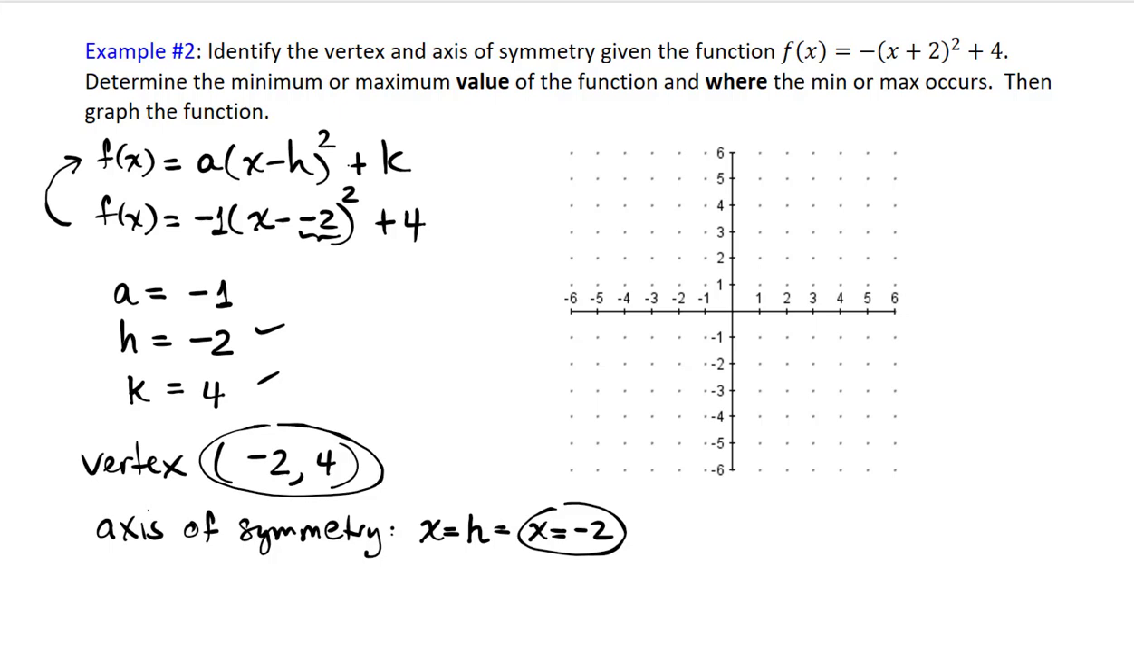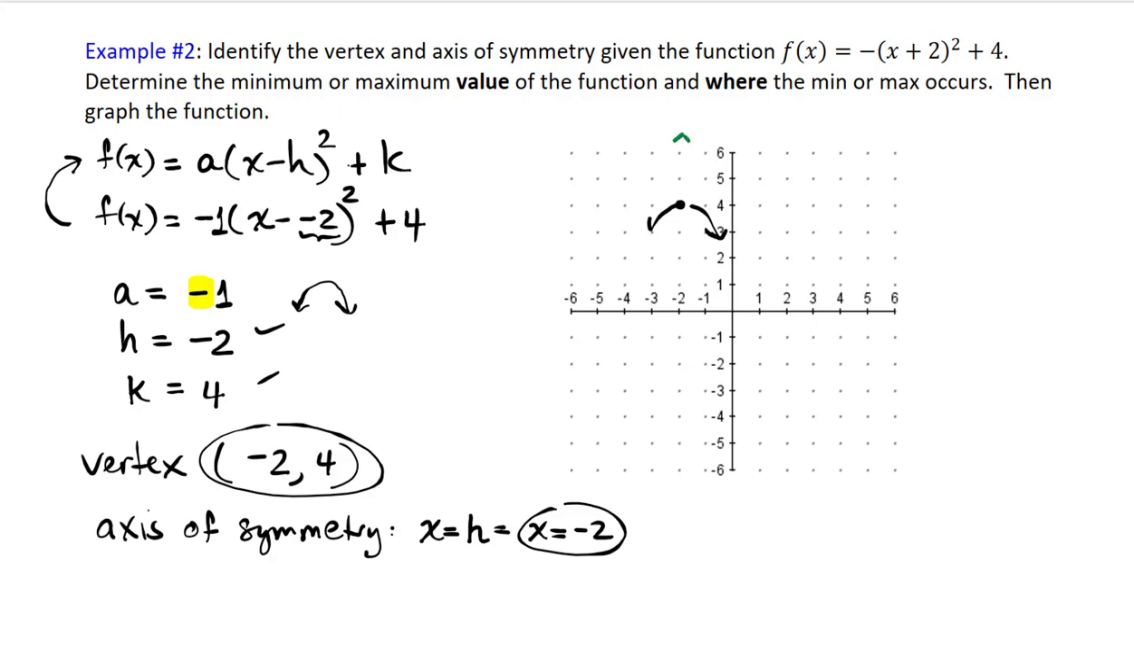Now, because the leading coefficient is negative, this tells us that the graph of the function is a parabola that opens downward. And so let's start with plotting that vertex point. So -2 followed by 4, which is this point. And we know that it's going to open in the downward direction. Now let's go ahead and label in the axis of symmetry. I'll use a green color for that.